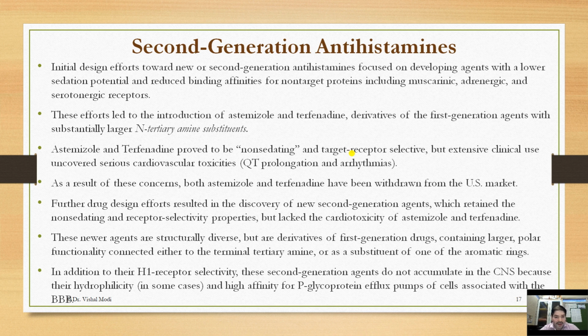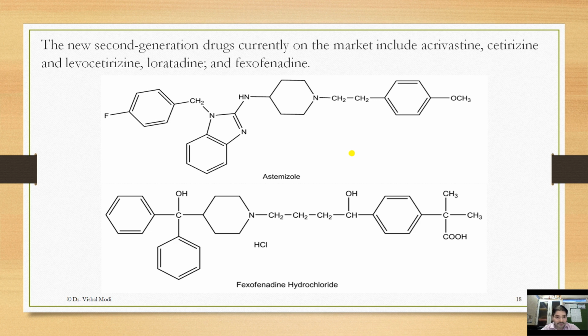In addition to their H1 receptor selectivity, these second generation agents do not accumulate in the CNS because of their hydrophilicity and high affinity for the P-glycoprotein efflux pump of cells associated with the blood-brain barrier. The new second generation drugs currently available in the market include acrivastine, cetirizine, levocetirizine, loratadine and fexofenadine.